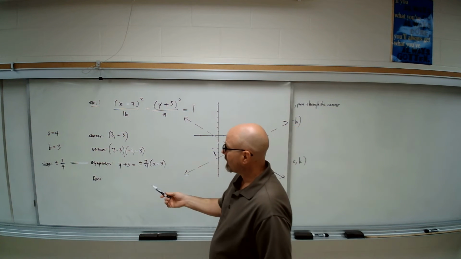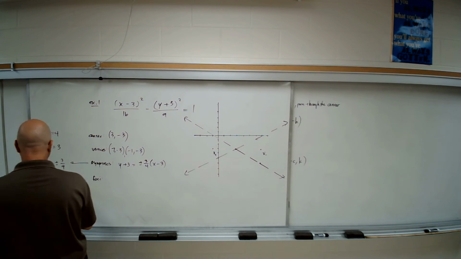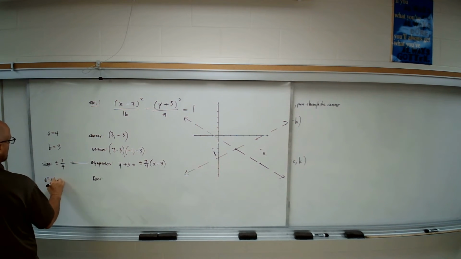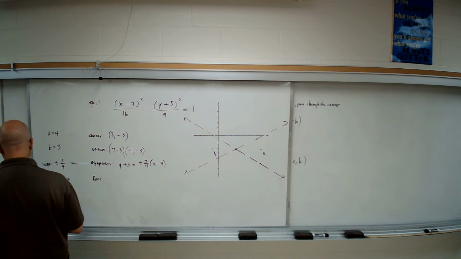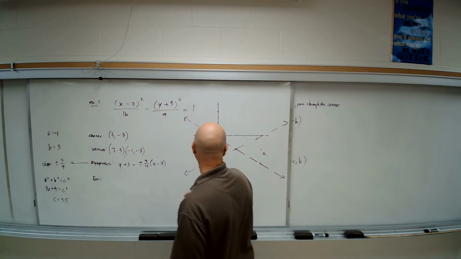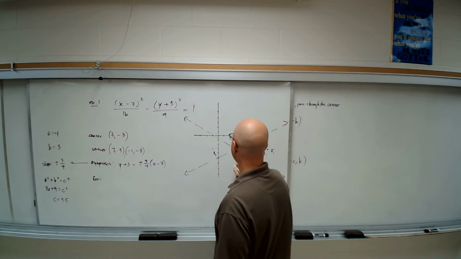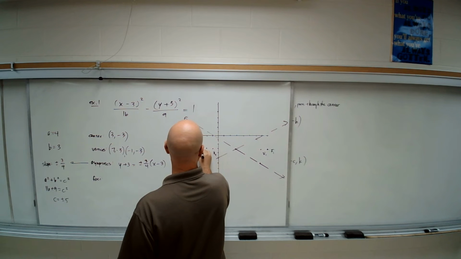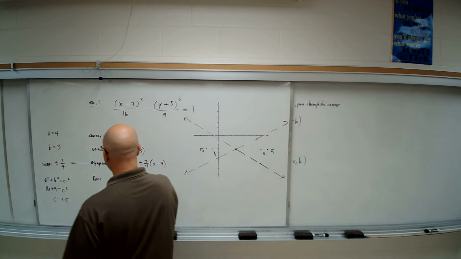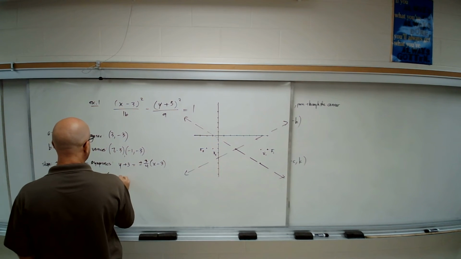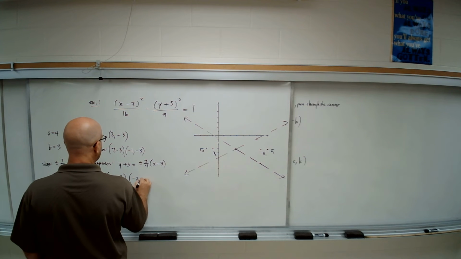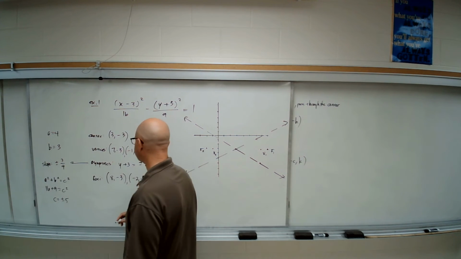And the last thing we want to do is do our foci, and we were told before that a squared plus b squared equals c squared. So 16 plus 9 is c squared, so c would be plus or minus 5. So that means from the center we're going to go 5 to the right to find a focal point, 5 to the left to find a focal point. So that would be 8, -3, and -2, -3.